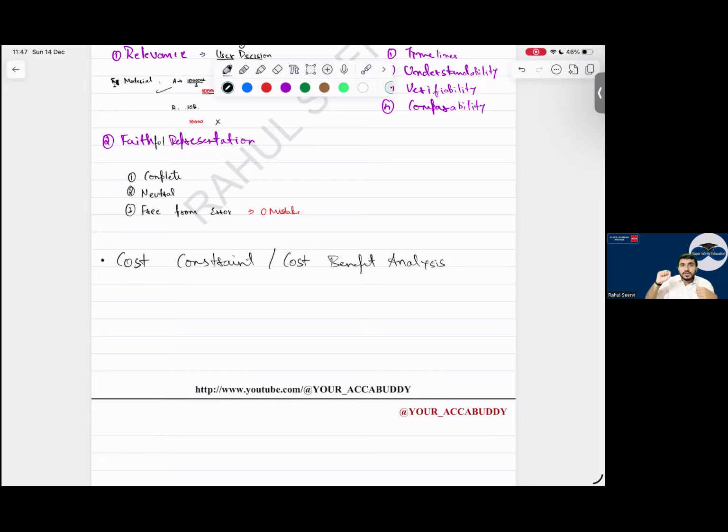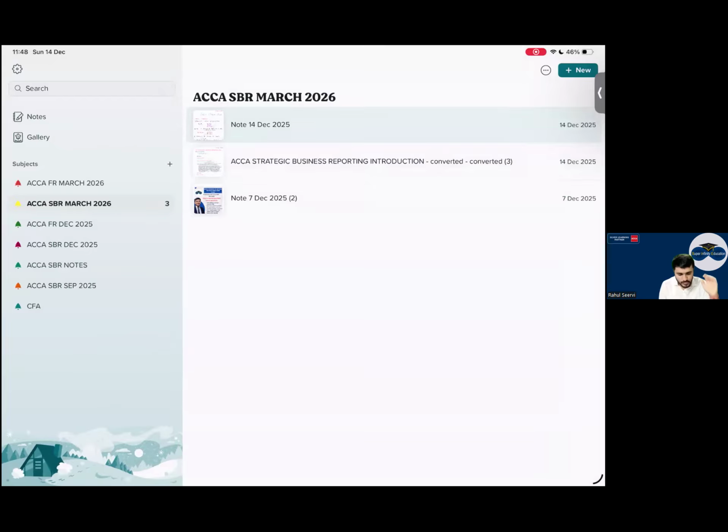Definition, recognition. First, we learn the definition. What is the standard saying? Then recognition. Whether we should recognize this or not. What is the criteria, the condition? Then measurement. At what value we can record it. Then presentation. How we will present it, whether we will record it in the balance sheet, P&L, etc. Then derecognition. Sir, should we remove this from the books of accounts? That is also one question. And then disclosure, any addition. So whenever we start any standard, we'll be learning these 6 points. I hope everyone got an idea what recognition, measurement and presentation are.